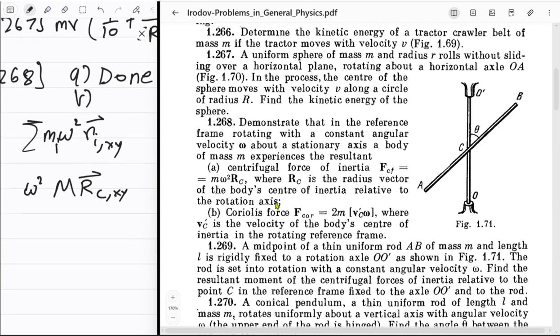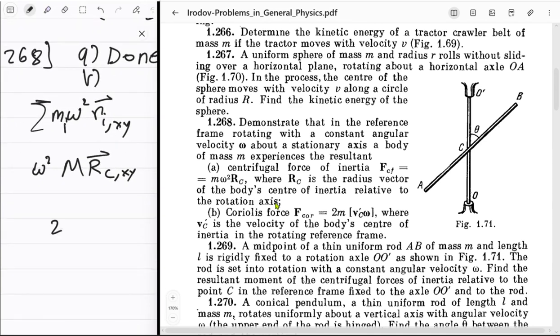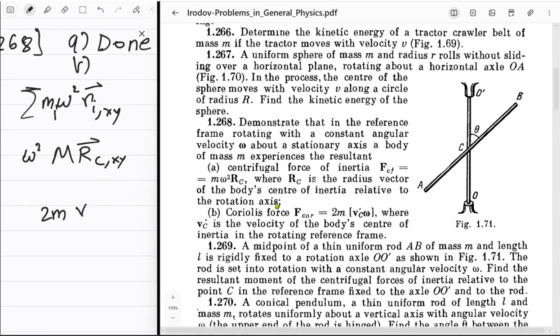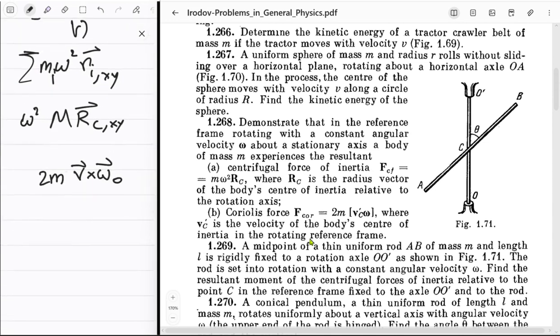So the Coriolis force is given by 2m v vector cross omega vector, omega naught I should say. The omega naught represents the angular velocity vector of the rotating reference frame as seen by the ground frame or space frame. And you want the total Coriolis force for a complete body. It's given by this thing. Okay, that's nice. So just gotta sum this up.